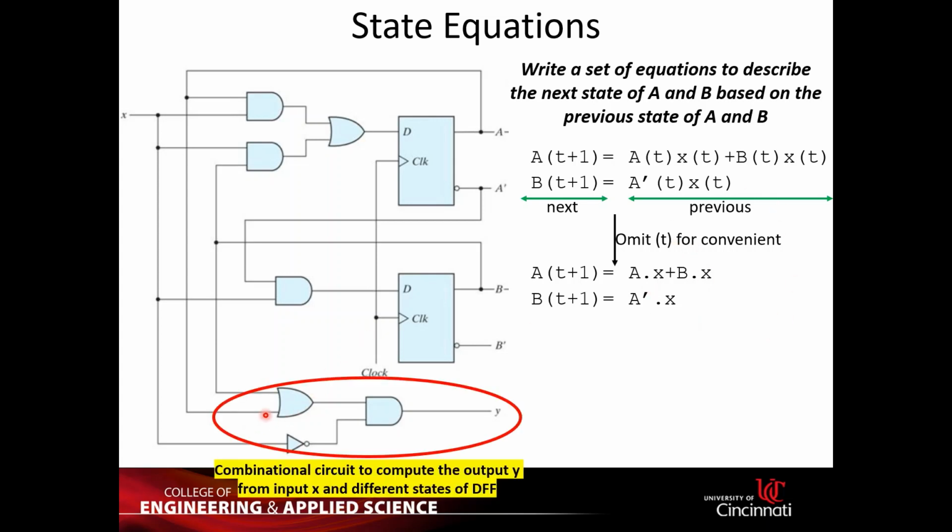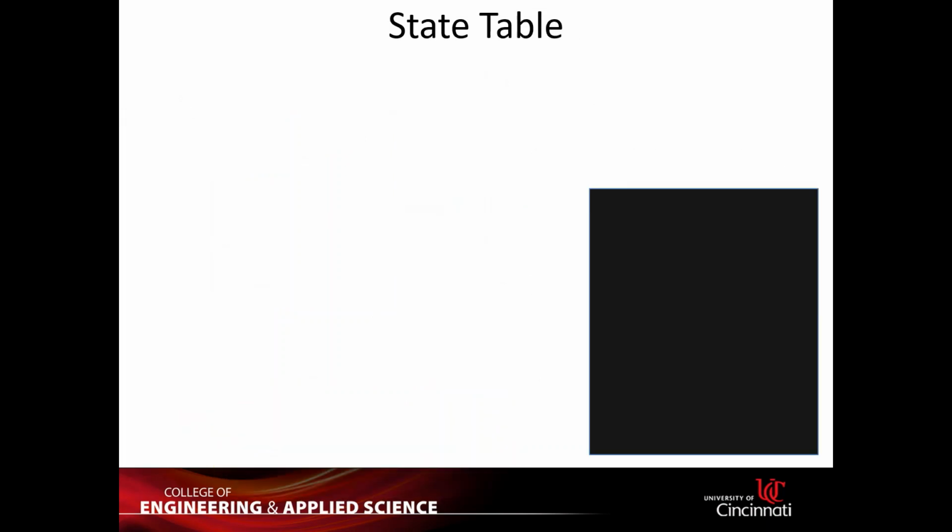And finally you can write your equation of the output Y just based on this combinational circuit. You can see Y will be equal to, there's an AND gate here and an OR gate, so it will be A or B, then AND with X'. So A or B, and with X'.